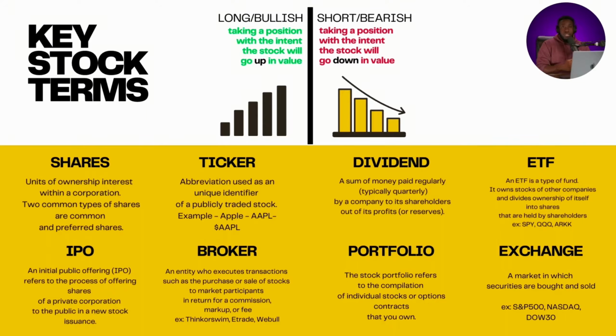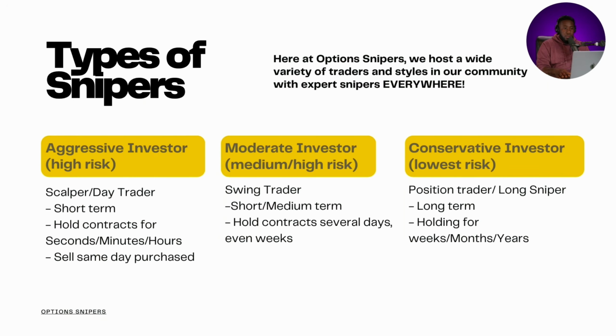Then short or bearish would be taking a position with the intent that the stock will go down in value. So it's literally the inverse of what long is. If you want to go short on a position, what you're saying is you are anticipating that the individual stock or ETF or options contract, whatever the case may be, will be decreasing in value. That's what short or bearish is. All right, now let's go to the next screen.